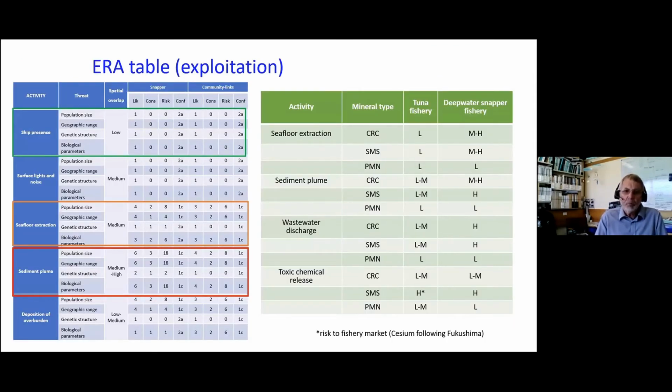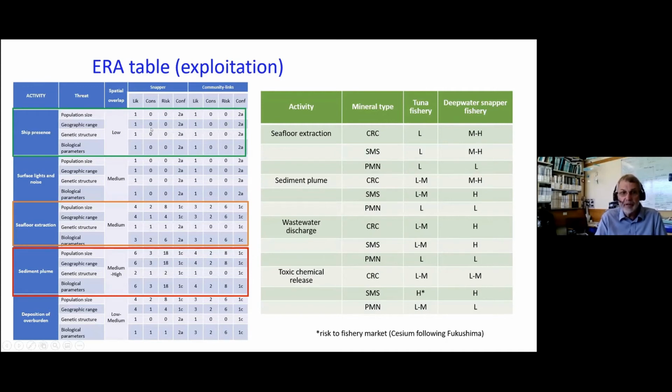And what it does, even though it is just a first cut, it indicated when we looked at the likelihood of an activity such as ship presence, for example, what would that have on things like the population size, geographic range, biological parameters of, in this case, deepwater snapper, but also community links looking at food web trophic interactions that Jeff talked about yesterday. And we looked at the likelihood of that threat occurring and then the consequences of it if it did.